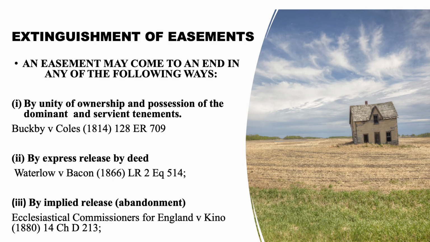So how do easements end? There are 3 ways. Unity of possession and ownership of the dominant and servient tenements. Basically, the cases state that if the same person owns and occupies both tenements, the easement is extinguished. By express release by deed, this was stated in Waterloo versus Bacon, where the servient owner expressly released it in equity. Thirdly, by implied release or abandonment. Ecclesiastical Commissioners stated that non-use alone isn't enough. 20 years may raise a presumption, but you need evidence of that intention to abandon.